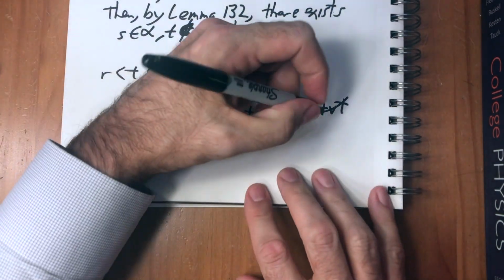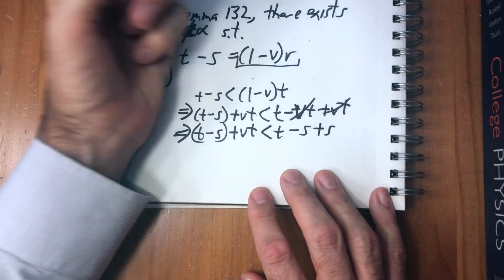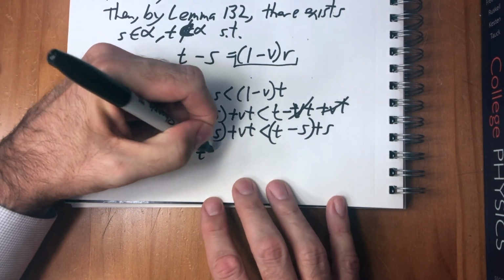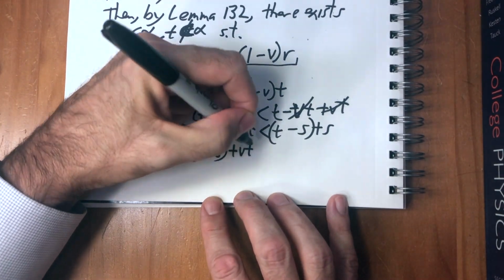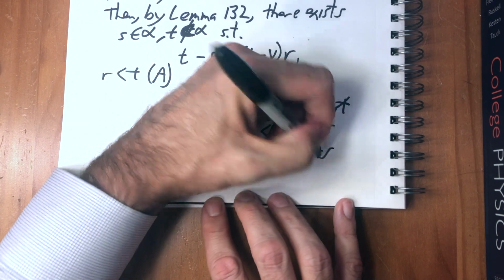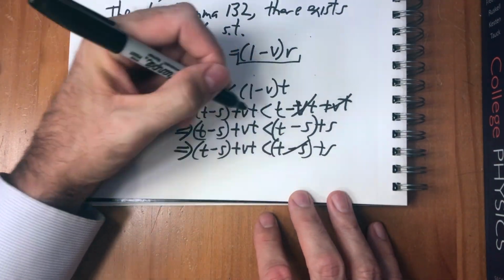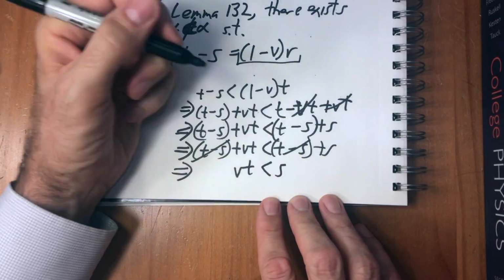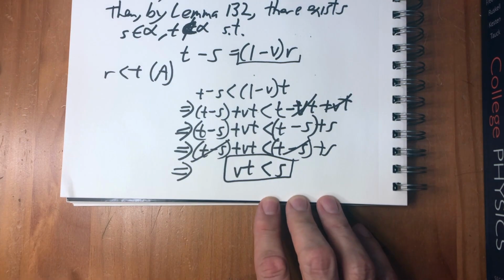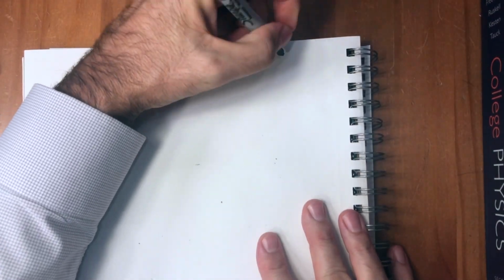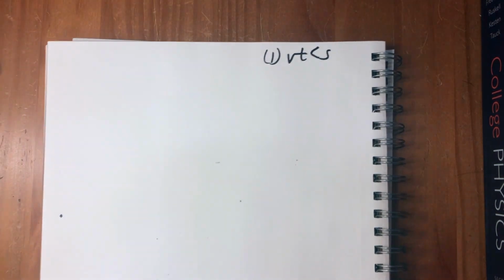Now, if I add and subtract an S to this side, and then put the parentheses around this, we have that T minus S plus Vt is less than T minus S, which is less than T minus S plus S. Now we can cancel the T minus S's, and we have that Vt is less than S. Remember this because we're going to use this again in a second. Vt is less than S. That's what we just showed.